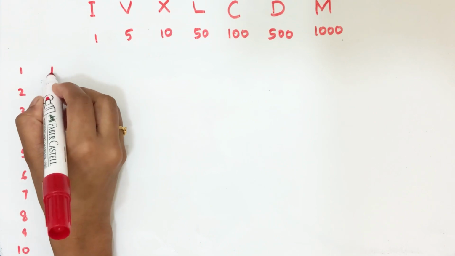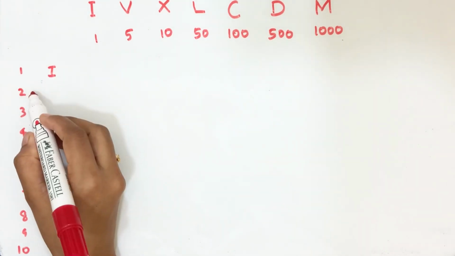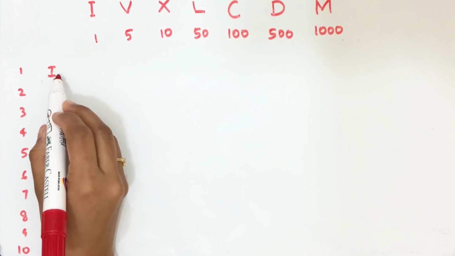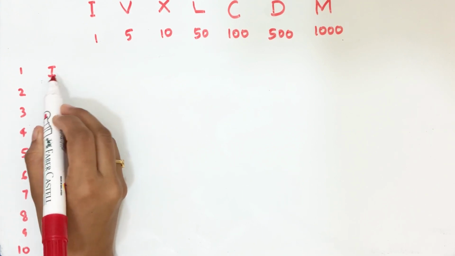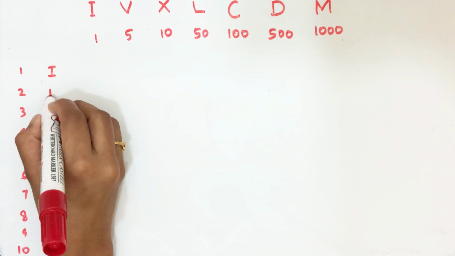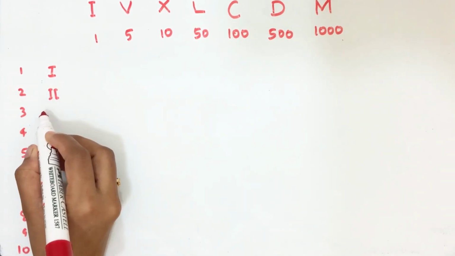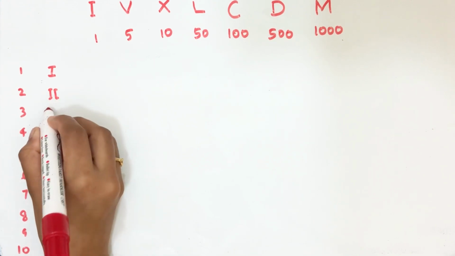1 is the letter I. 2 is 1 plus 1. That is, we can write I again to the right to add this number. So this is 2. 3 is 1 plus 1 plus 1. This is 3.